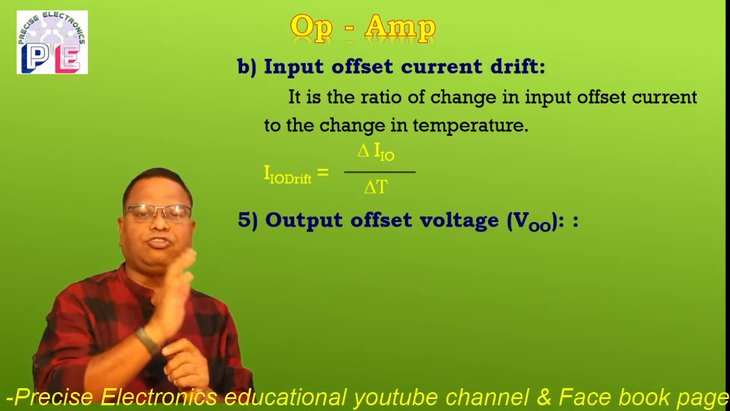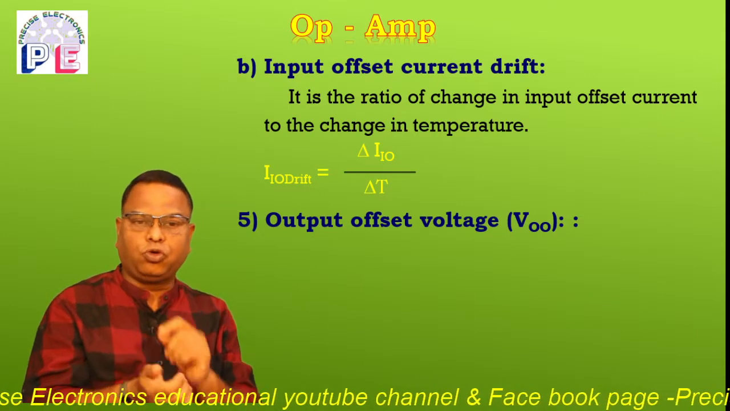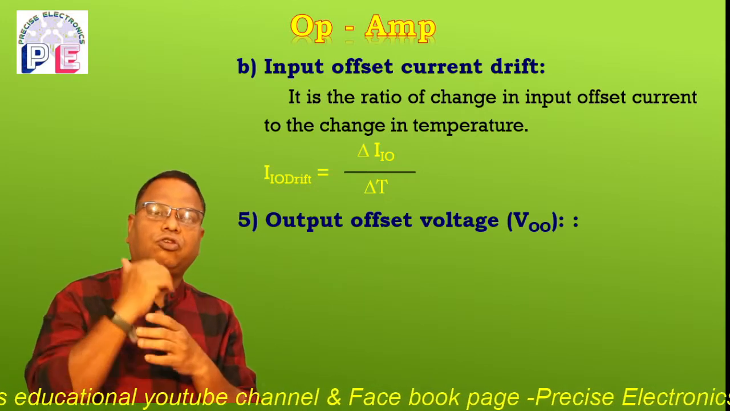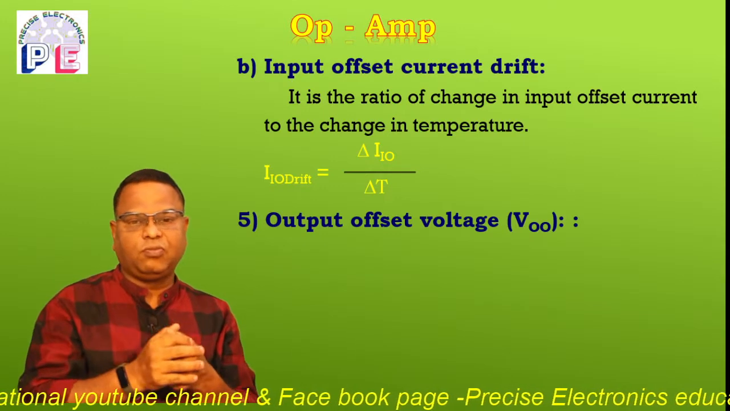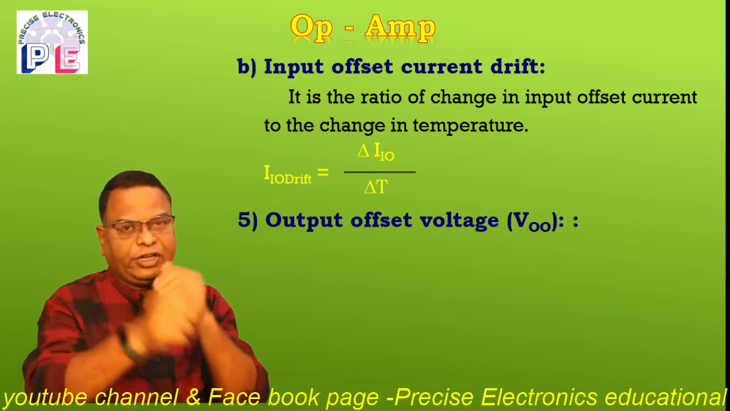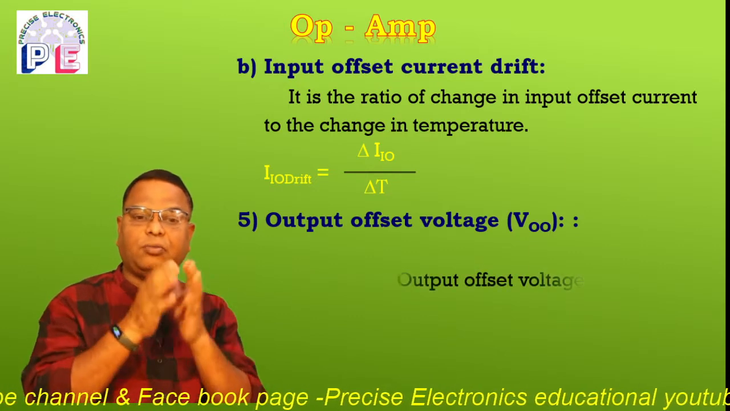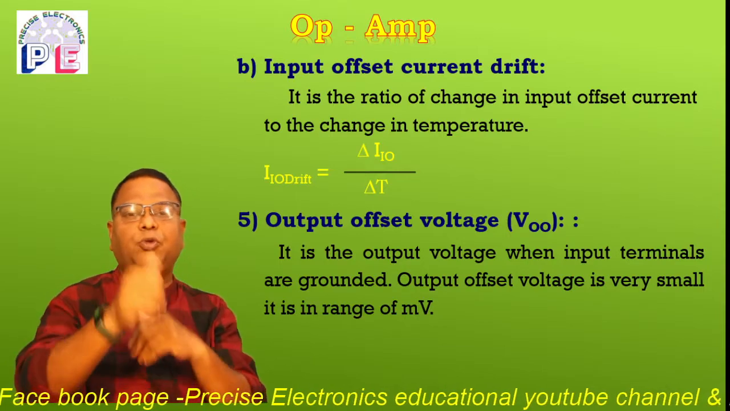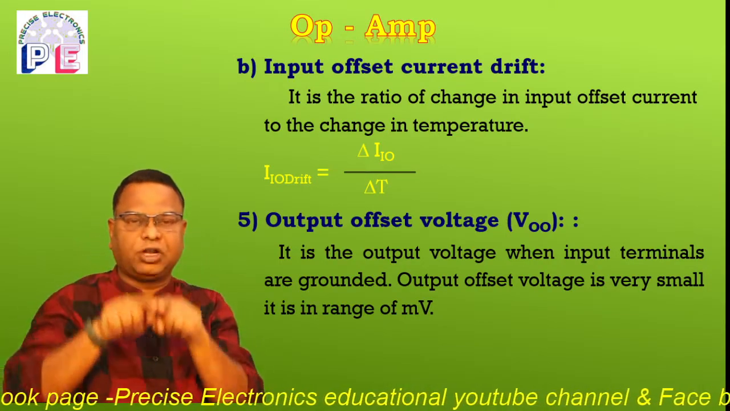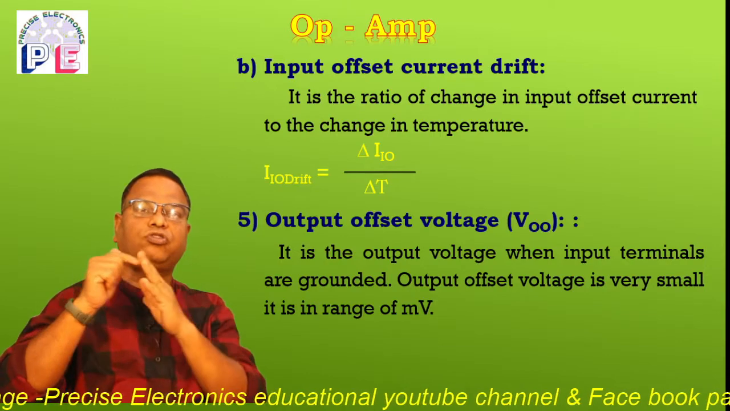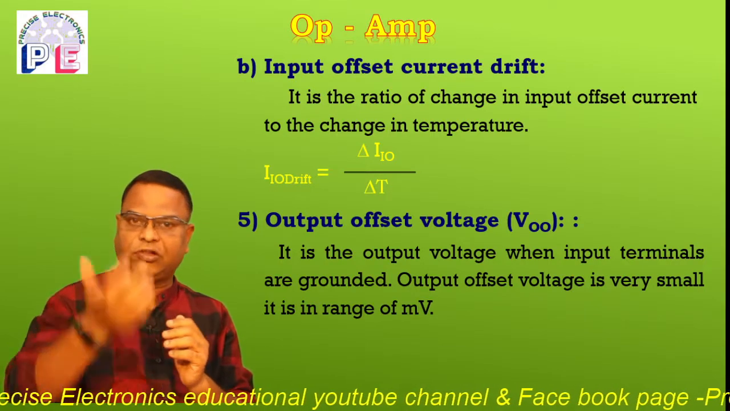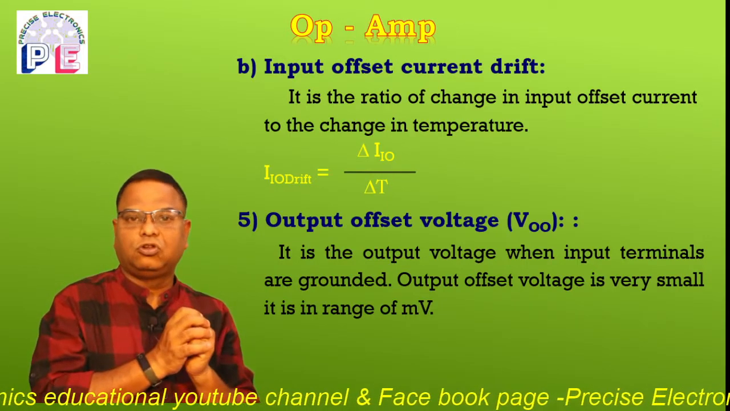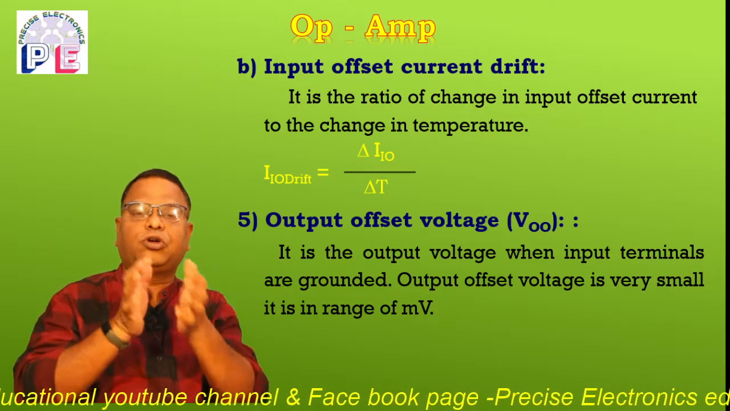The next parameter, the fifth parameter, is output offset voltage, V suffix OP. The output offset voltage is the voltage across the output terminals when the input terminals are grounded or when a common input is applied. That means when input terminals are short circuited and a common source is connected to those terminals. Mostly it is found out when the input terminals are grounded. So it is the output voltage when the input terminals are grounded.